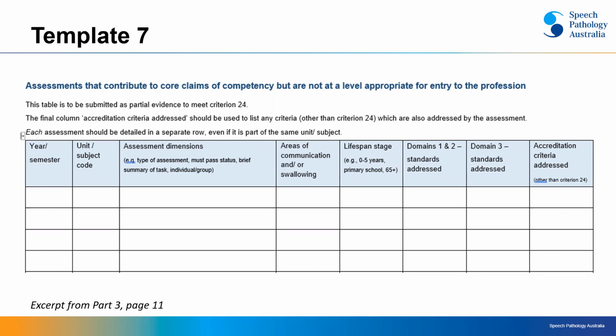This template provides partial evidence for Criterion 24. The headings are the same as on Template 6, so we'll not go through them here. One additional requirement for this template is for universities to note whether the assessment is must-pass, and this is done in the 3rd column.